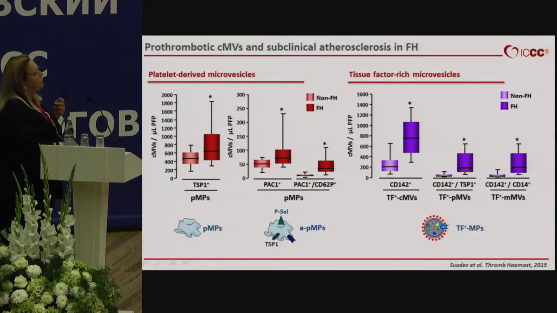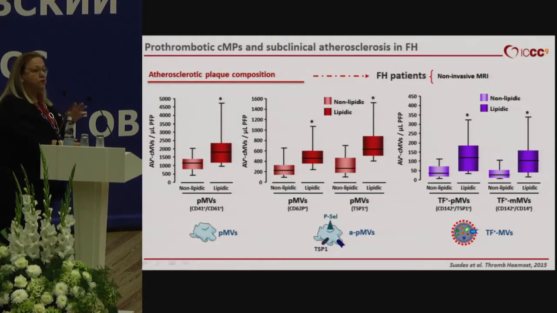So either if we look into the CD142 epitope, that is tissue factor, as well as if this tissue factor was carried by platelets or was carried by monocytes, in all instances, tissue factor positive microparticles were circulating in these patients. Next, we did a super study in these HFH patients by analyzing by imaging the status of atherosclerotic plaque in the aorta. So in this group of patients, we could characterize the type of plaques.